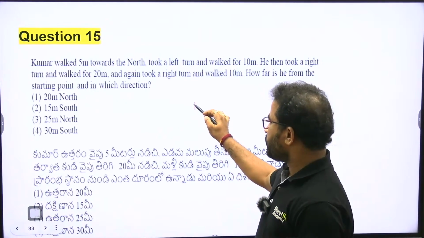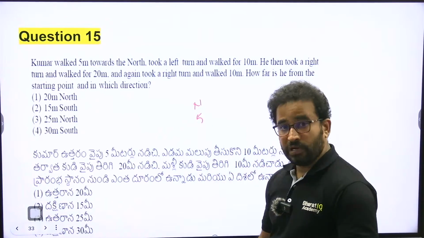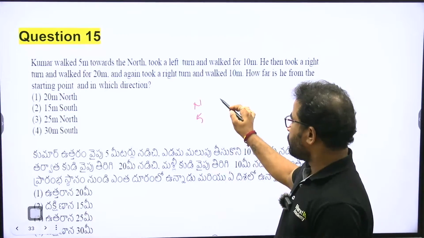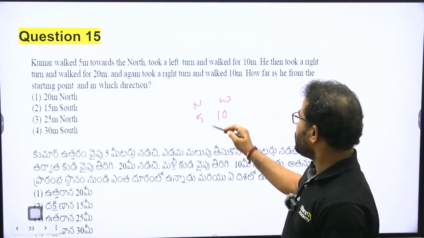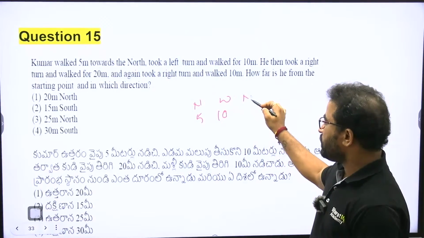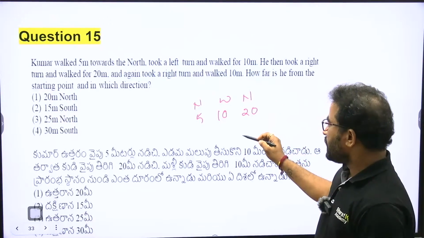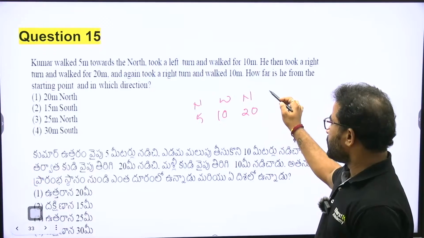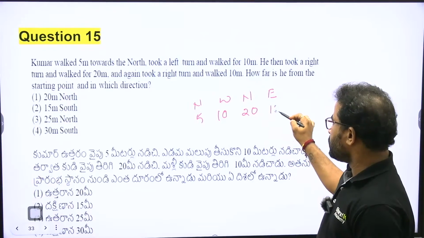Kumar walked north for 5 kilometers. Took a left. North left is nothing but west. Again walked for 10 meters. He then took a right. West to right is nothing but north only. Walked 20. Again right, north right is nothing but east. How many kilometers? 10 here.